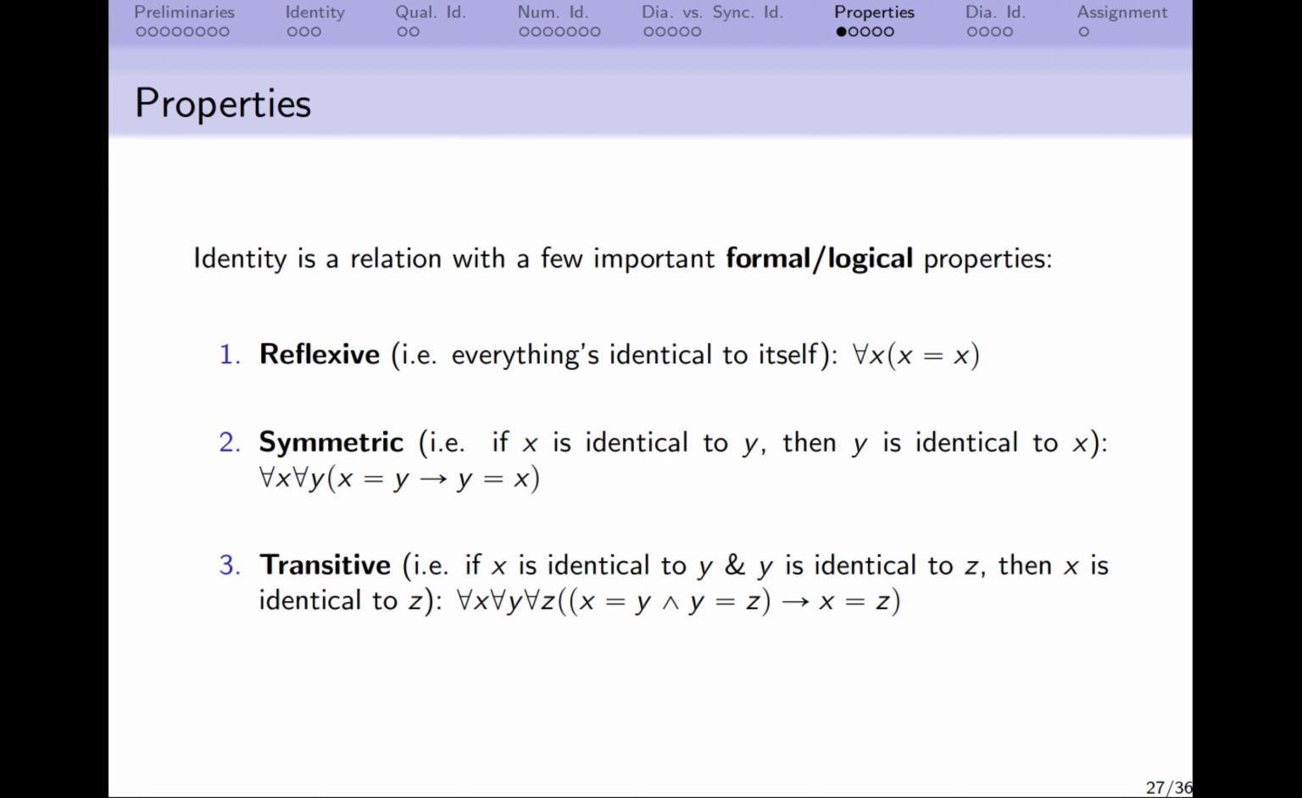Symmetry is a second important formal logical property of identity. So again, hopefully this seems fairly bland and obvious. It's supposed to be a platitude. In general, a relation is symmetric if and only if for all X and all Y, if X bears the relation to Y, then Y also bears the relation to X. Identity again is such a relation. So it seems obvious to me, and hopefully to you, that if X is identical to Y, then Y is also identical to X. Formally, for all X and all Y, if X is identical to Y, then Y is identical to X. Again, hopefully fairly obvious.